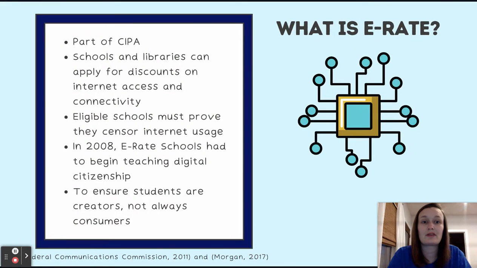So E-rate is part of CIPA, and it is a discount program for schools and libraries for internet connectivity. To be eligible for E-rate, schools first of all have to censor internet usage, which you have to do for CIPA anyway. But you also have to teach students digital citizenship, all those six components we just talked about. The whole purpose of this is to ensure that students are creators and not always consumers, because if they're consumers, how can they become 21st century learners in this whole world of technology that we have?